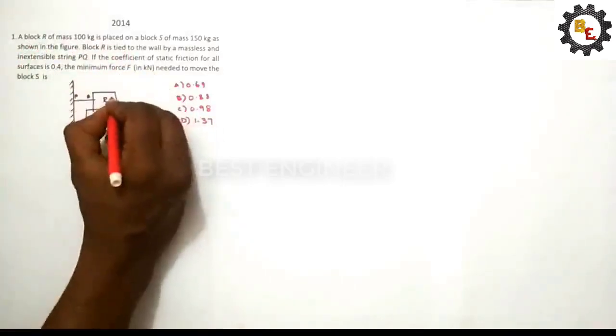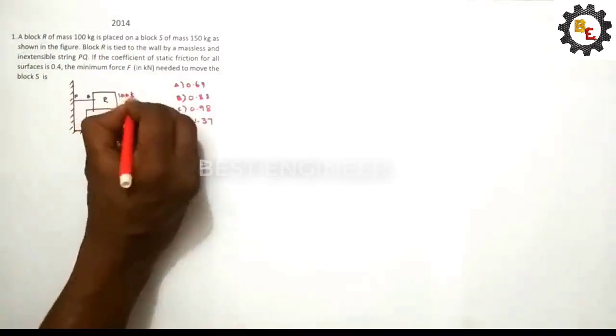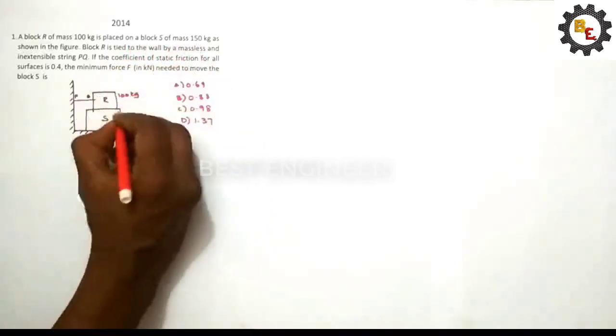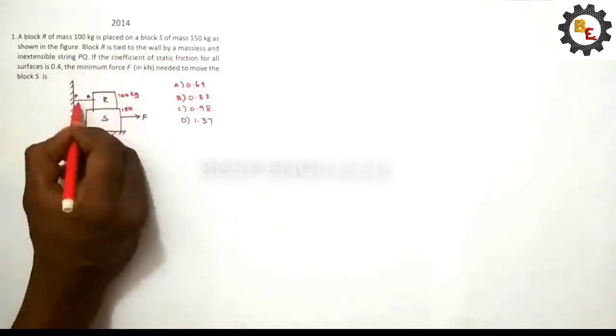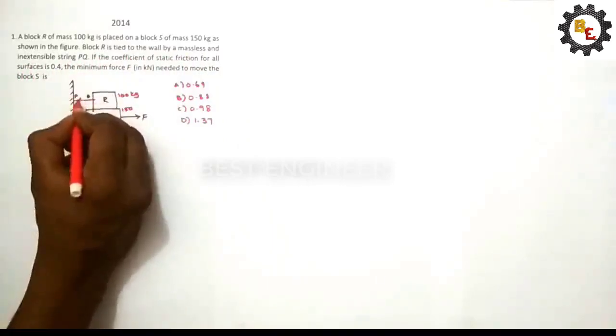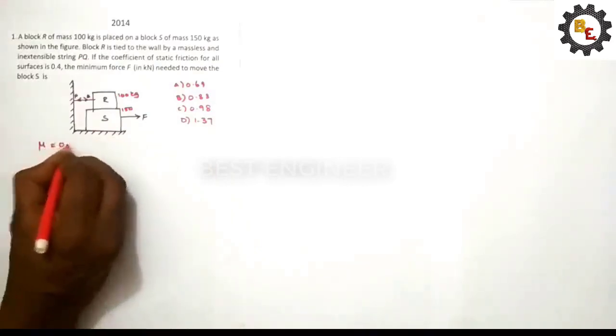A block R of mass 100 kg is placed on a block S of mass 150 kg, as shown in the figure. Block R is tied to the wall by a massless and inextensible string PQ. If the coefficient of static friction for all surfaces is 0.4, mu value, coefficient of static friction, is 0.4.